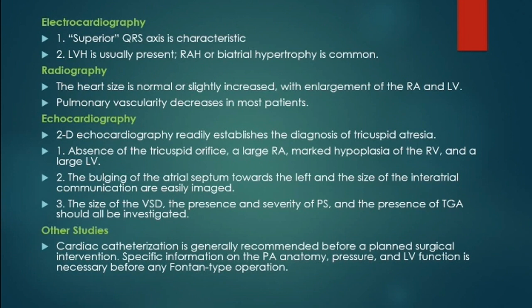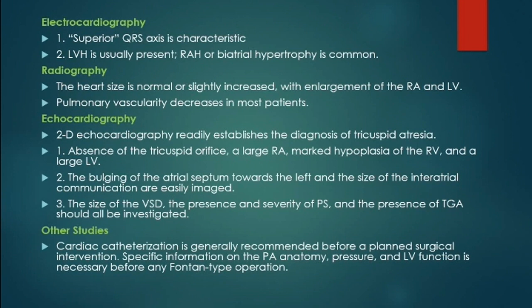Echocardiography shows the pathology of absent tricuspid valve, large right atrium, hypoplastic right ventricle, and large left ventricle. In case of restrictive atrial communication, we can demonstrate bulging of the atrial septum towards the left side. We can also demonstrate the size of the VSD, presence or severity of pulmonary stenosis, and whether there is transposition of great arteries as well.